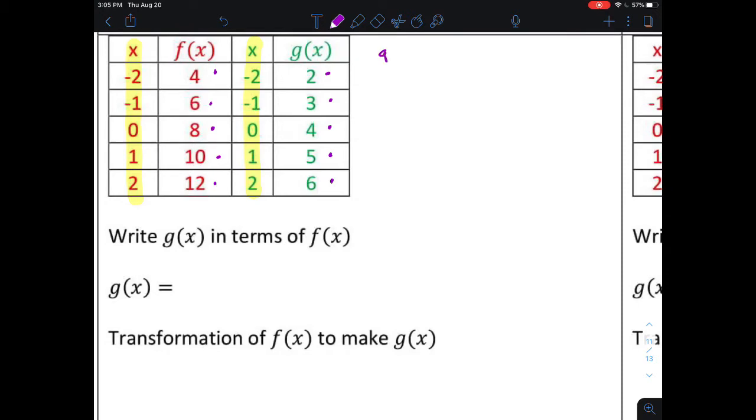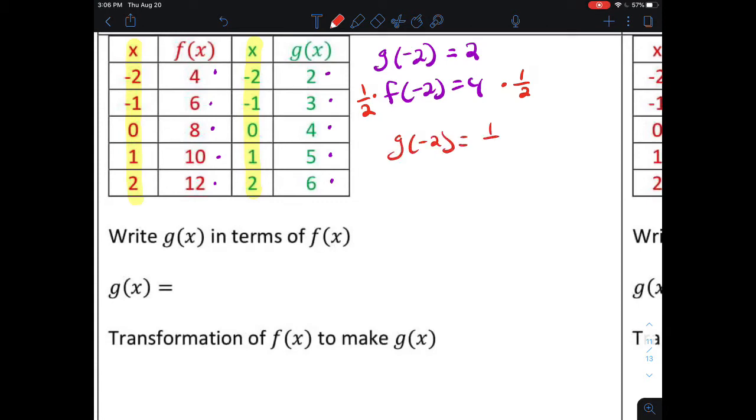So let's just pick one: g of -2, which is 2, and f of -2, which equals 4. I see the pattern that if I take g and times it by 2, I can make that to be 4. But likewise, what I could do is say, if I multiply f by 1/2, I could say that g of -2 is equal to 1/2 times f of -2. The reason why I'm doing that is because of this second line.